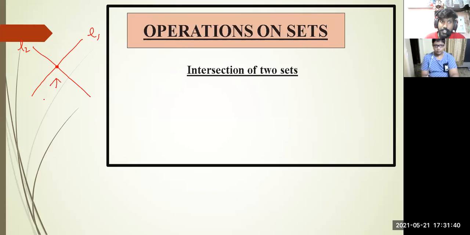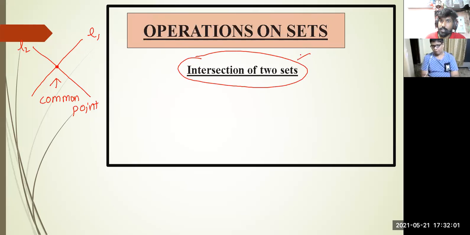Now this point is called the common point. Why common point? Because that point lies on both the lines. So that intersection point is called a common point. In a very similar way, the intersection of two sets consists of the common elements in both the sets.